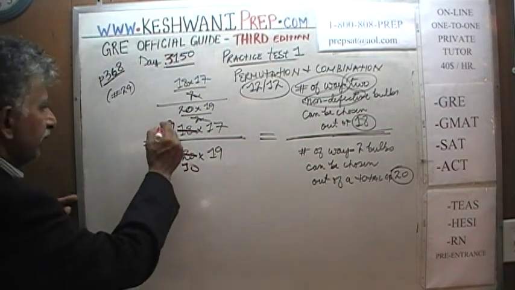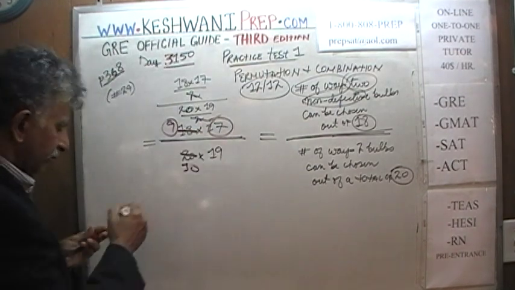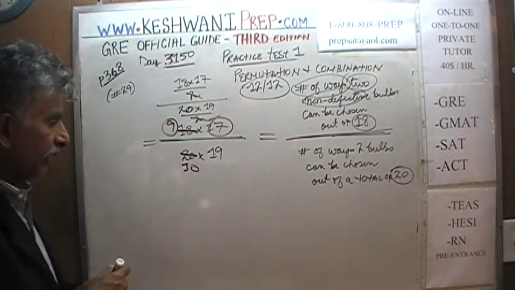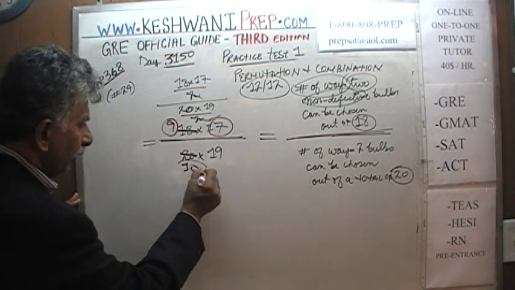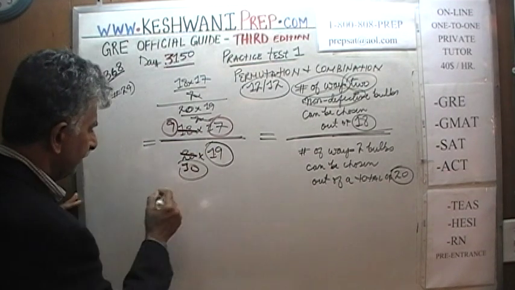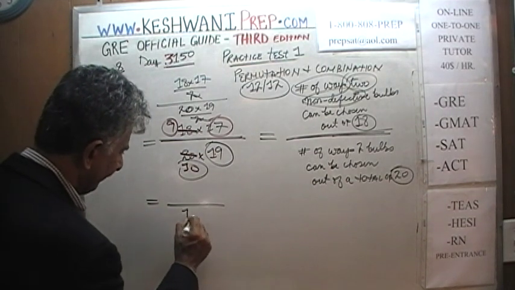So here on the top we have 9 times 17, which we'll figure out in a second. Let's do the bottom first. We have 10 times 19, which is 190.